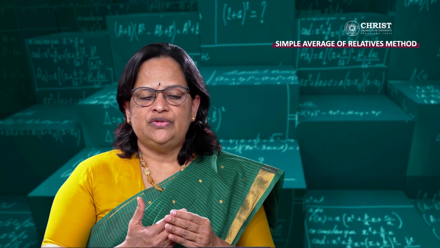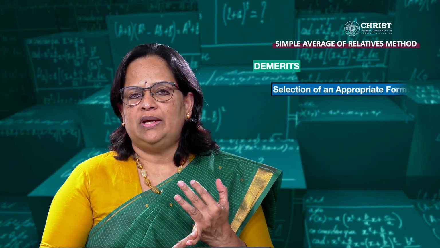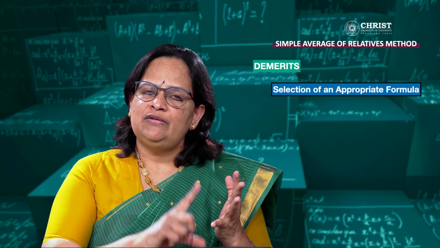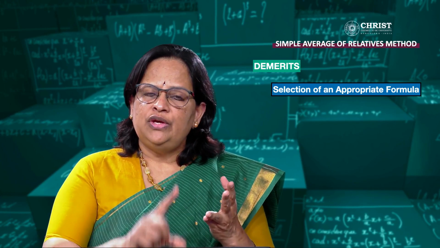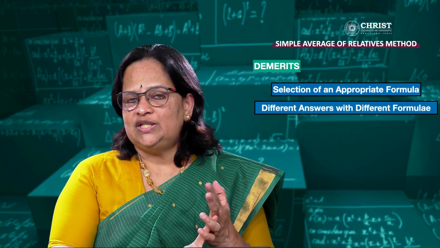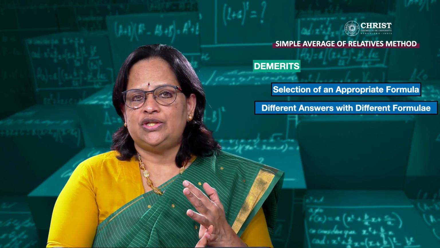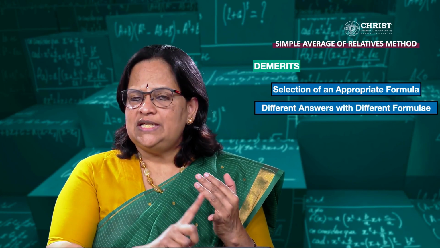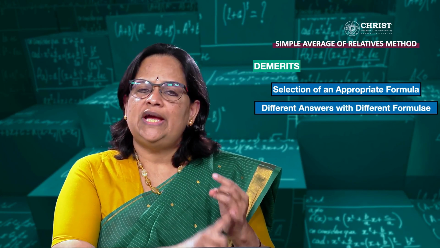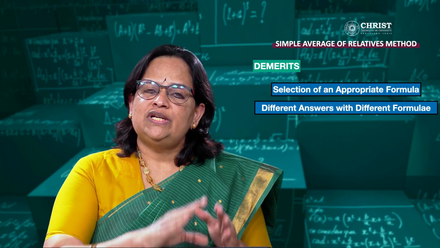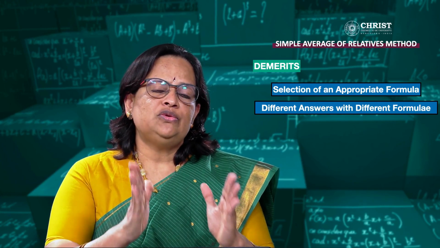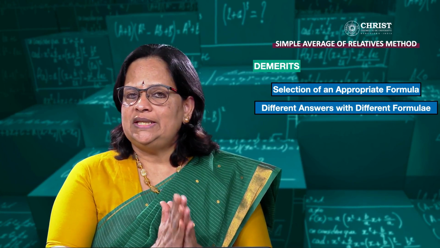Now the demerits. If you see, selection of an appropriate formula, we have two options. Either we can use arithmetic mean or we can use geometric mean. So if we use different formulas, different answers we will get. So that is another limitation. So the first one is selecting an appropriate formula, whether we have to use arithmetic mean or the second one is we have to use the geometric mean. Then the second one is, if you are using different formulas, we will get different values as the index.